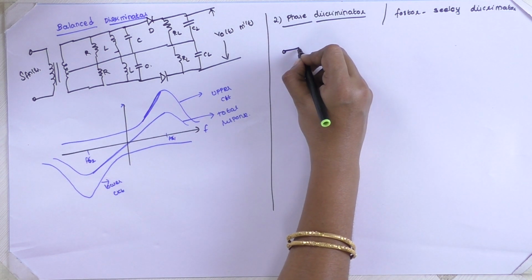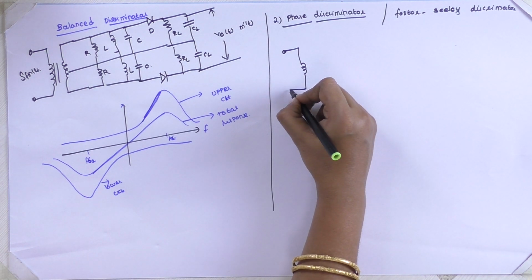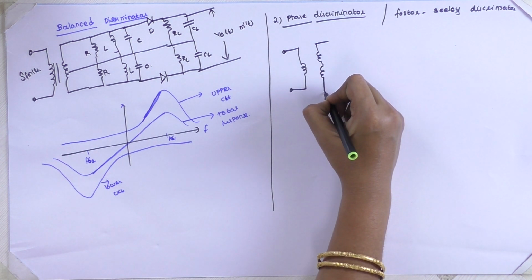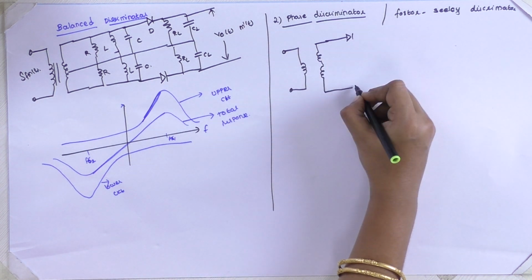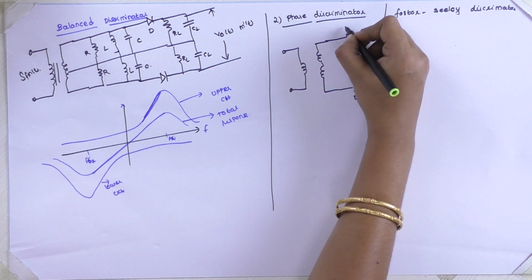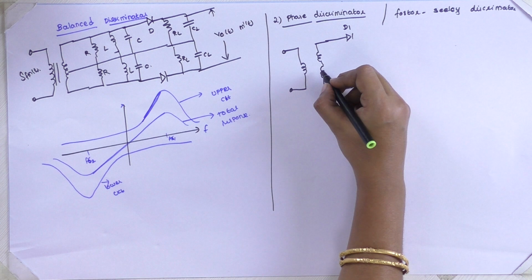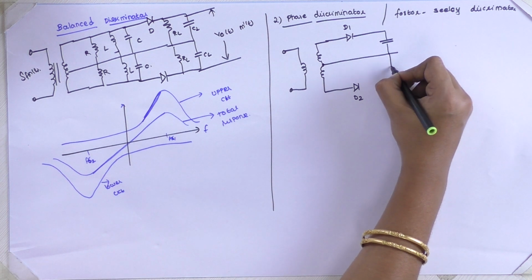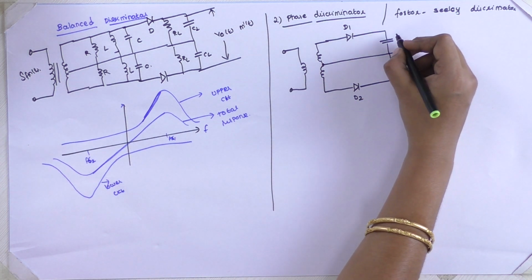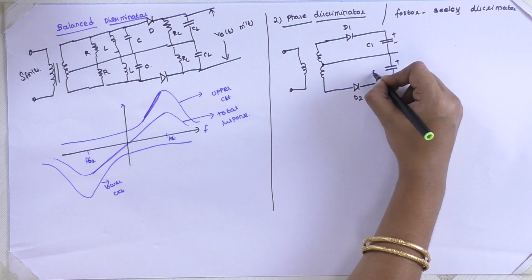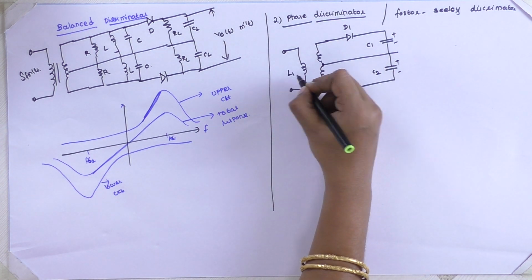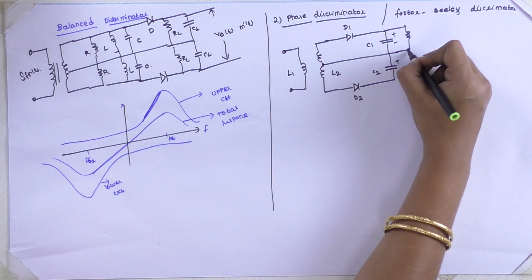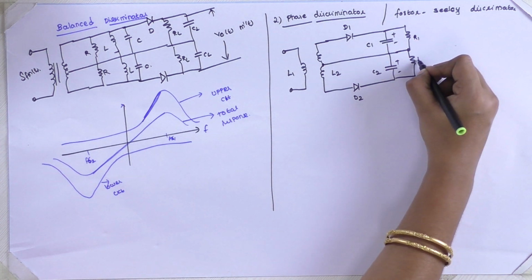Here again we will have a center tap transformer. We have a diode D1 and here diode D2. This is diode D1 and this is diode D2. The circuit arrangement will look like this: plus and minus C1 capacitor, plus and minus C2 capacitor, and this is our L1, this is L2. Therefore, again this is our R1 and this is our R2.